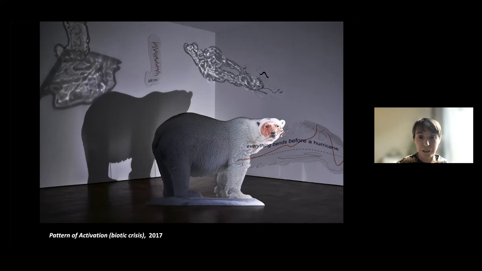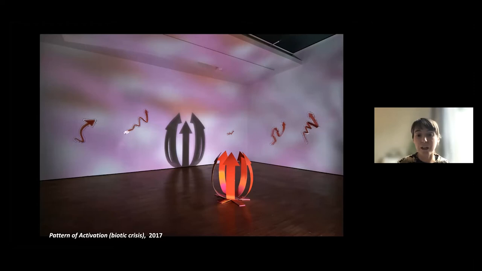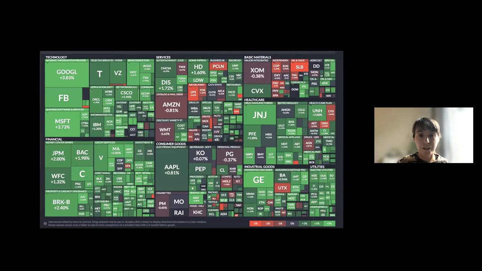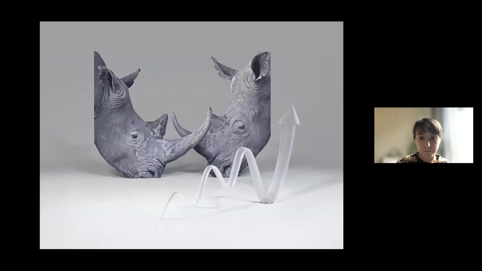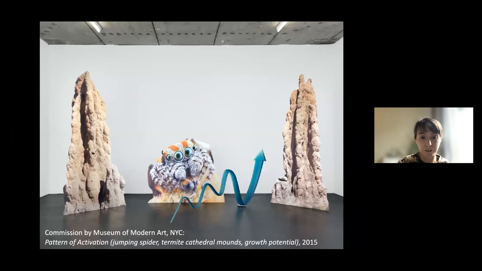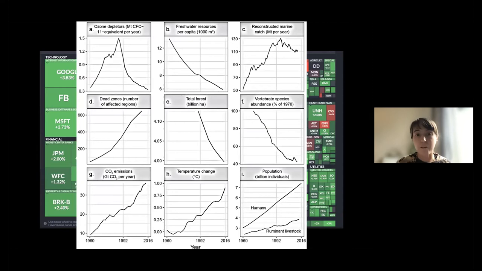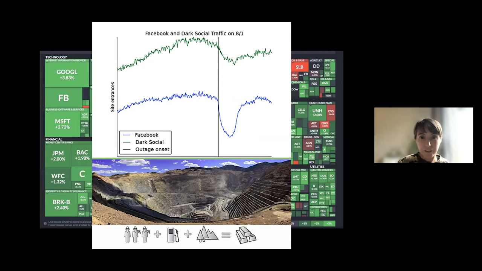and increasingly materializing also the abstractions around that, like these growth graphs, and this idea of how we speak about growth and crisis in terms of agricultural metaphors. So these are just examples of these sculptures. And this idea of a materialization of a graph itself, like a mountain. These are graphs of the Anthropocene. And this is a relationship between online traffic and a mineral mine.